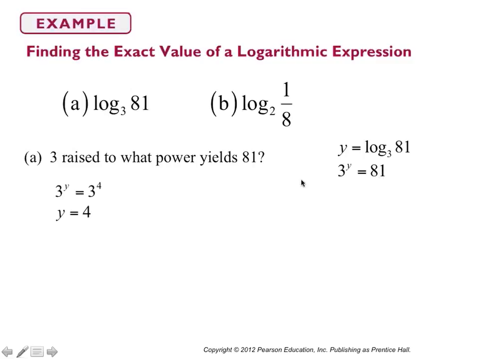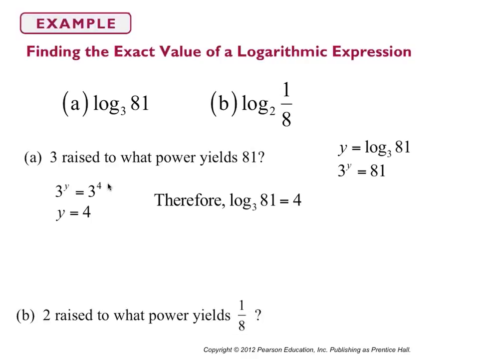Now if you think about 81, we know that's 3 to the 4th power. So we can rewrite this as 3 to the y equals 3 to the 4th. And then once we have the same base, essentially what you can do is just ignore them, because we know that the exponents have to be equal. So we just end up with y equals 4. So we know that log base 3 of 81 is equal to 4.